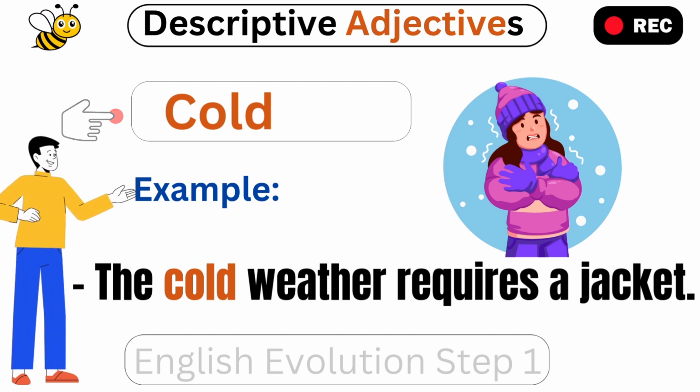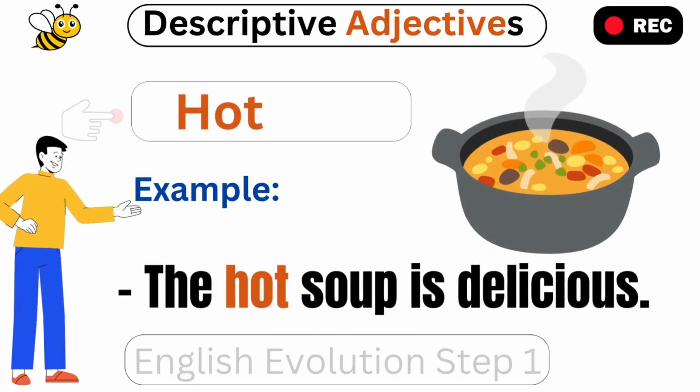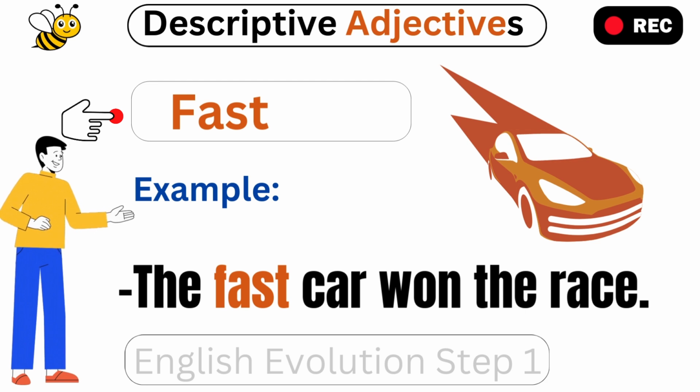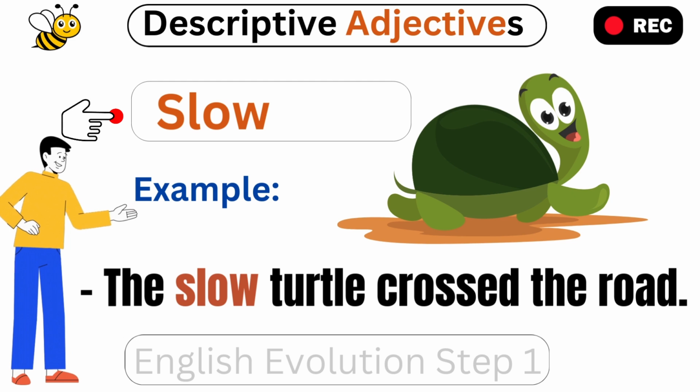Cold. The cold weather requires a jacket. Hot. The hot soup is delicious. Fast. The fast car won the race. Slow. The slow turtle crossed the road.